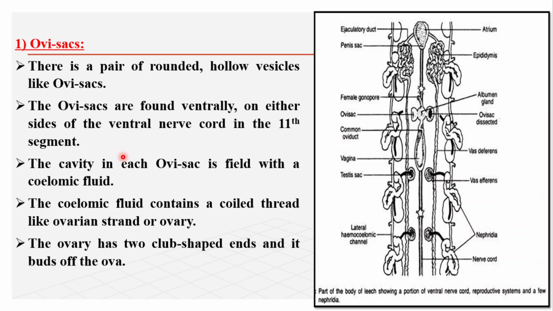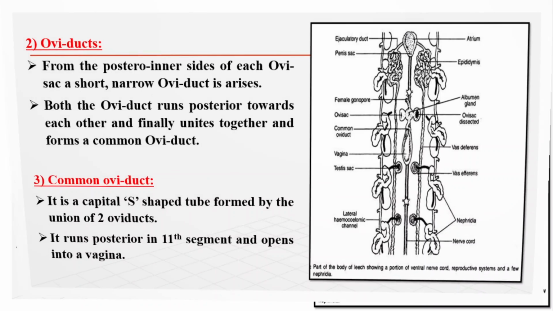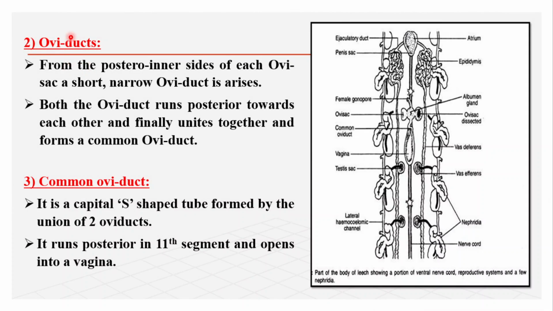So let's see the second organ of reproduction, which is the oviduct. From the posterior inner sides of each ovisac, a short, narrow oviduct arises. See here, this is the ovisac, pair of ovisac, and the short, narrow tubular structure which comes out from the ovisac and joins towards the central gland or albumin gland. That is called as the oviduct.